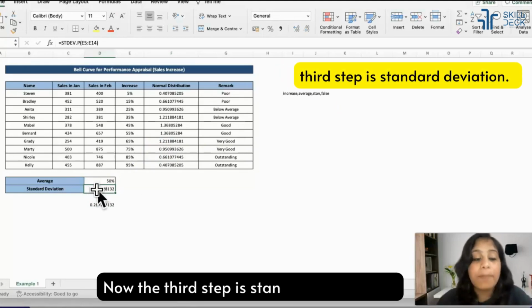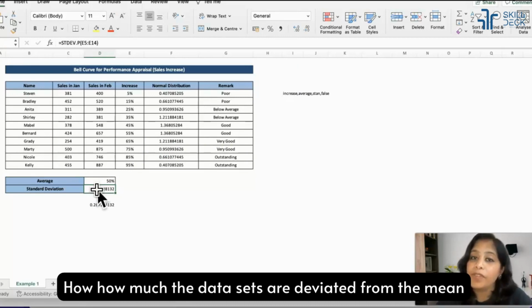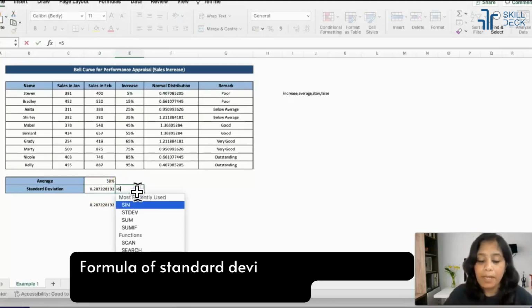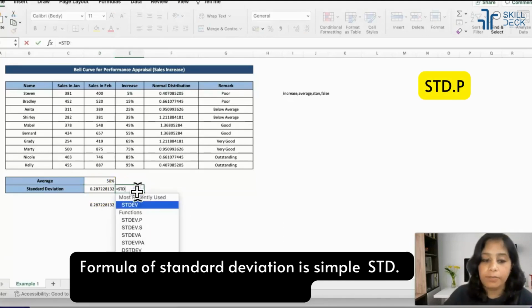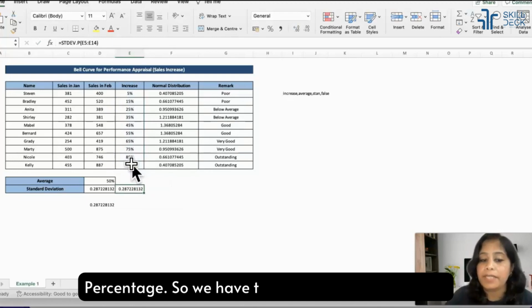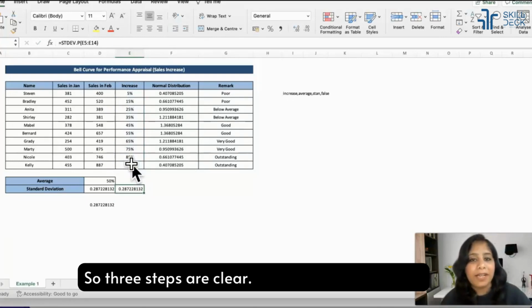Now the third step is standard deviation: how much the data sets are deviated from the mean. The formula of standard deviation is simple. STDEV.P, and then we will select the increase percentage. So we have the standard deviation now. So three steps are clear.